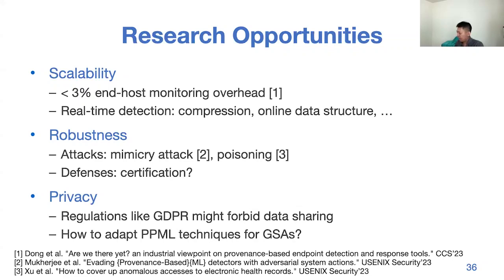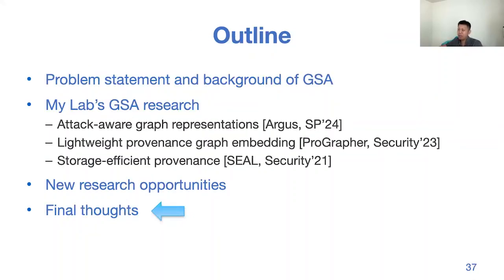And finally, I think so far the privacy issue has been ignored. Largely, people assume data can be collected without a barrier and then run a GSA. But that's not the case. If you think about privacy regulation, you are not really free to move data from one country to another. So how are we able to deal with this issue with privacy-preserving machine learning techniques? My group is working on that, and we are hoping to publish something in the near future.